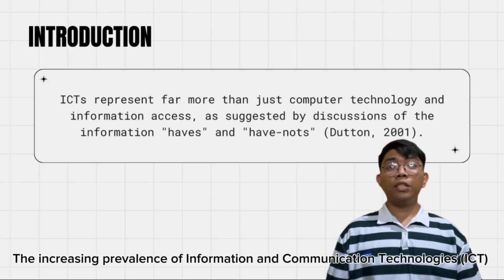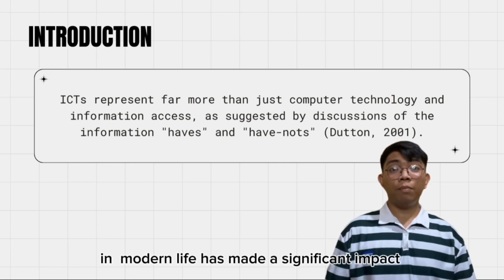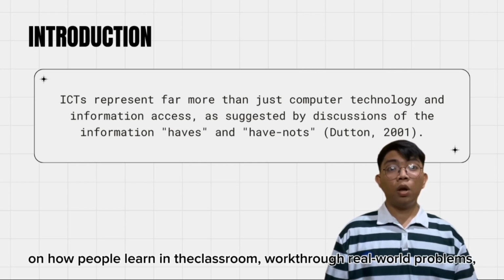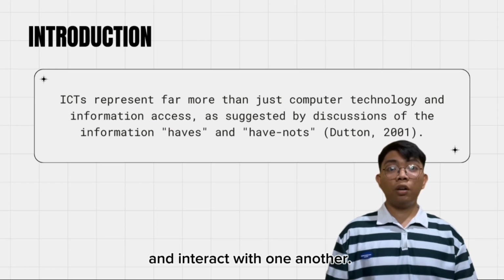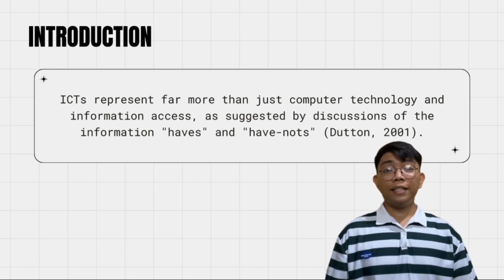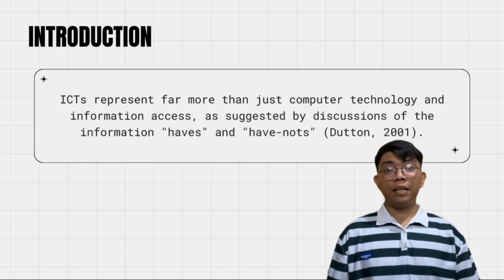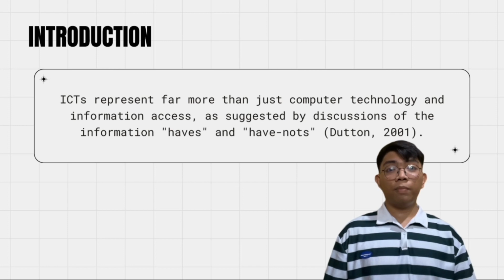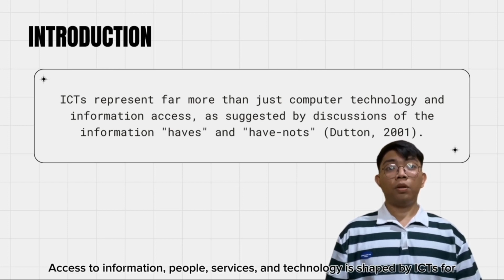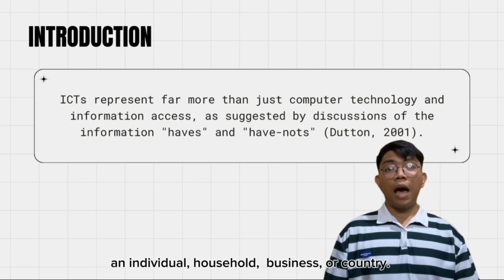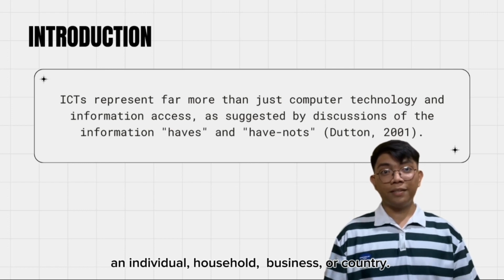We are here to present one of the disciplines in ICT in education. The increasing prevalence of information and communication technologies, or ICT, in modern life has made a significant impact on how people learn in the classroom, work through real life problems, and interact with one another. ICTs represent far more than just computer technology and information access, as suggested by discussions of the information haves and have nots. Access to information, people, services, and technology is shaped by ICTs for an individual, household, business, or country.